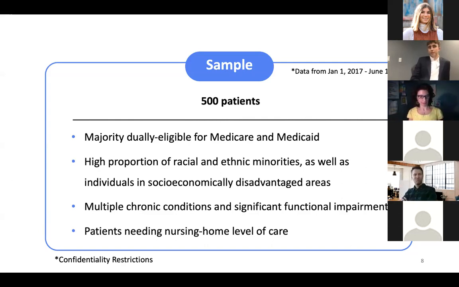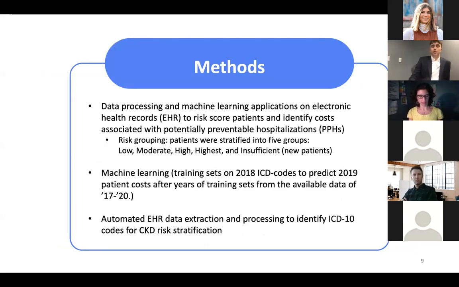So starting with methods, we used data processing and machine learning on electronic health records, or EHR, to risk score patients and identify costs associated with potentially preventable hospitalizations, or PPHs. These risk scores were taken and stratified into 4 groups: low, moderate, high, and highest. We also added an additional group in order to place these patients that did not have enough data for accurate stratification, and we labeled that group insufficient.